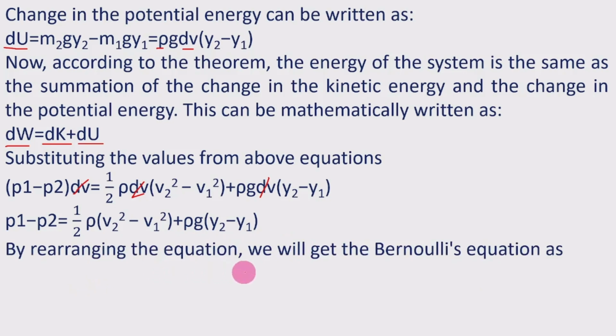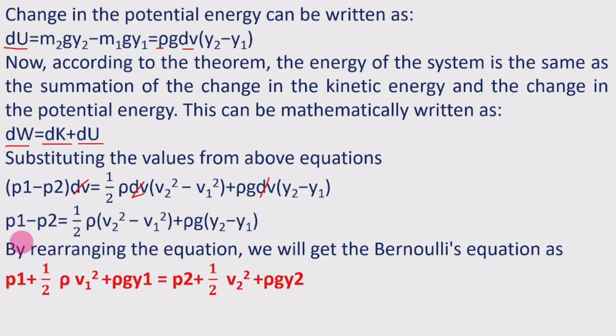By rearranging the above equation, we will get Bernoulli's equation. P1 we write as it is. Then from the right side, half rho V1 square we take to the left plus rho g Y1, and we can write this as the equation at section 1. Similarly, P2 can be sent to the right hand side, where we write P2 plus half rho V2 square plus rho g Y2. Therefore, we are going to get this equation.